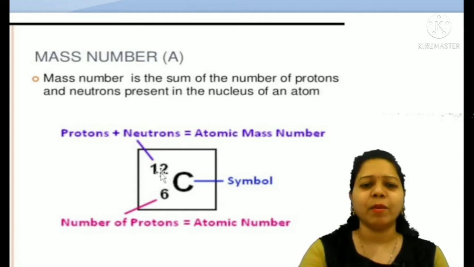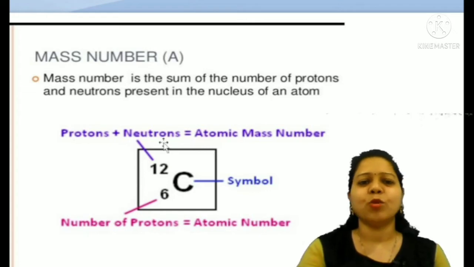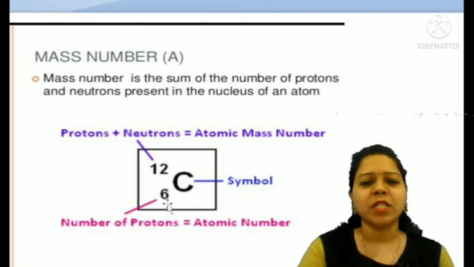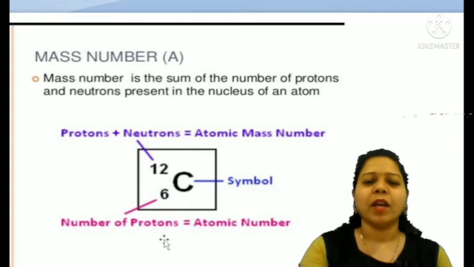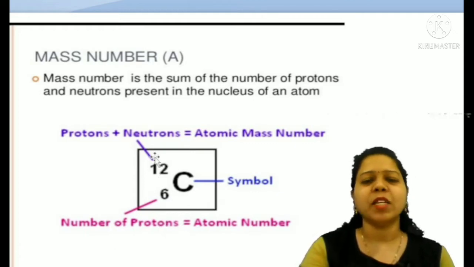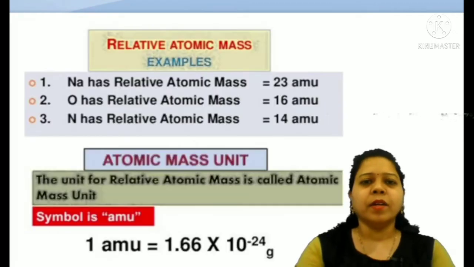For example, in a carbon atom, 6 protons are there and 6 neutrons are there, which is equal to 12, and 12 is nothing but the atomic mass number of carbon. This lower 6 denotes the atomic number, which is the number of protons, and this superscript number shows the atomic mass number, which is equal to the addition of protons as well as neutrons.